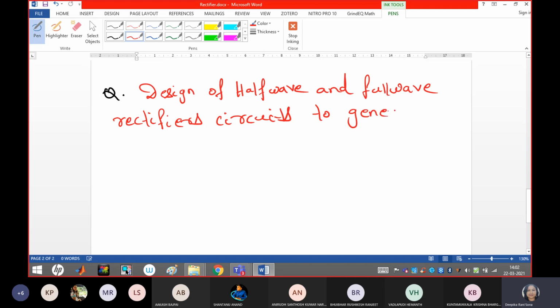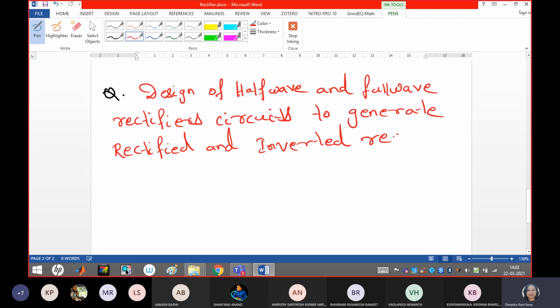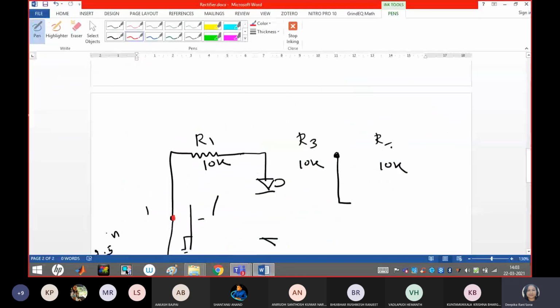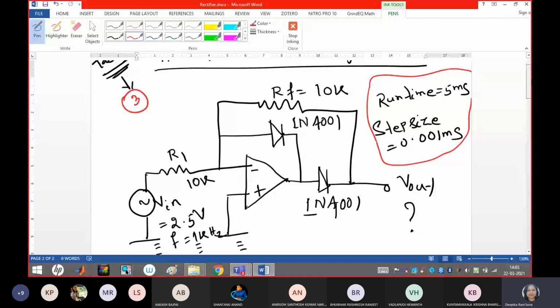Guys, have you noted the question? Design of half wave and full wave rectifier circuit to generate rectified and inverted rectified output waveforms. Okay, let's see the circuit.